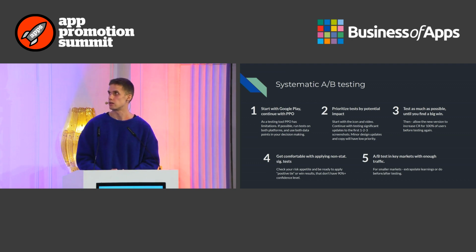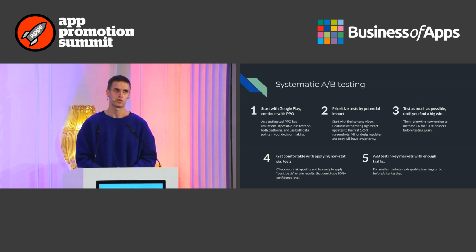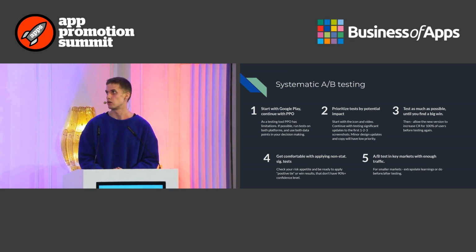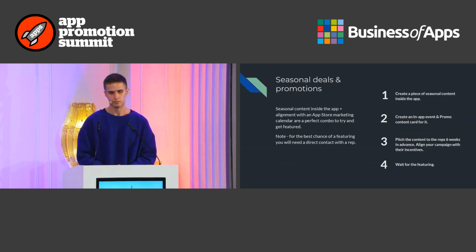Get comfortable with applying non-statistically significant tests. Even if your app is relatively big, very often you'll get tie results or wins with not 90% confidence level. Have an honest discussion about your risk appetite, whether or not you're ready to apply the test without that 90% statistical significance. What you can do is apply that and then just do before and after analysis, like 1 or 2 weeks after you do that. And A/B test in key markets with enough traffic. For smaller markets, just extrapolate the results.